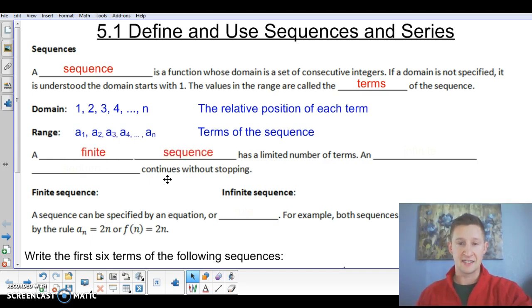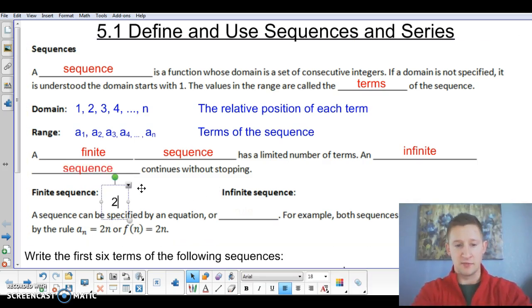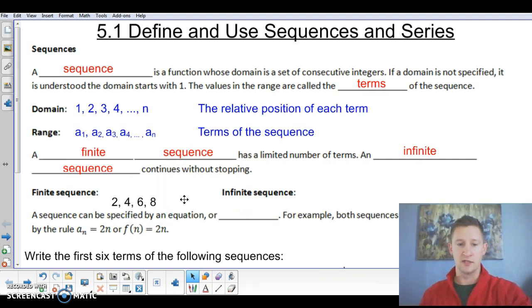A finite sequence has a limited number of terms. On the contrary, an infinite sequence continues without stopping. For example, if I was working with a finite sequence, it'd be something like 2, 4, 6, 8. Stops right there. That's it. 2, 4, 6, 8. There's my sequence. 2 is the first term, 4 is the second term, 6 is the third term, 8 is the fourth term.